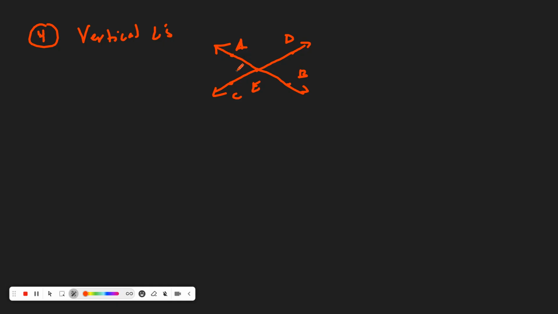Well, remember, the vertical angles are the angles that are across from each other. So this angle here and this angle over here, the one opening to the left and the one to the right, they are going to be congruent. So in this picture, if I see 2 lines intersecting, I know that angle AEC is congruent to angle BED. And this is because vertical angles create congruent angles. The other pair, the one opening up and the one opening down, are also congruent.